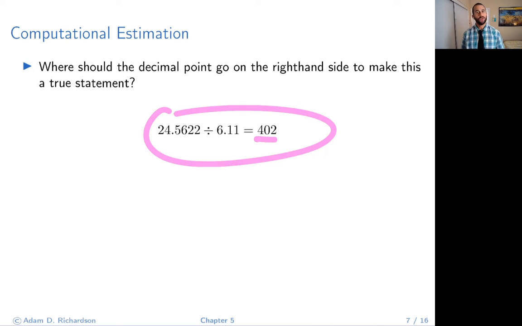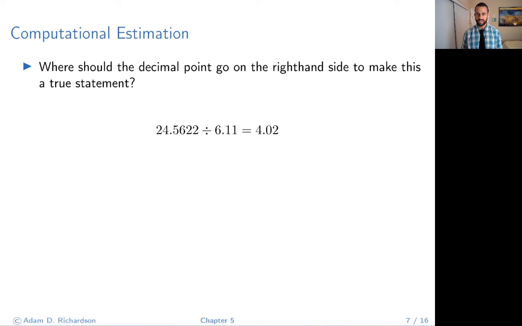Well, I think after some consideration, you'll realize that the decimal point should go right there, right between the 4 and the 0. And the reason is because this number is about 24, and this number is about 6, and division is how many times this number goes into that number. Well, 6 goes into 24 4 times, so this should be about 4. And that's why the decimal point should go right here.